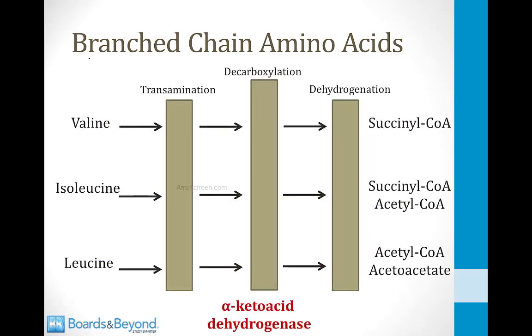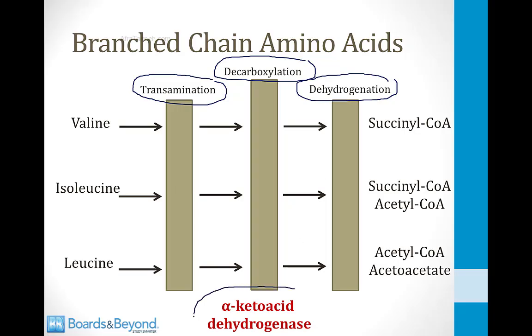All three branched chain amino acids go through a three-step metabolism. The first step is a transamination reaction, the second step is a decarboxylation, and the third step is a dehydrogenation. And the second step, the decarboxylation, is catalyzed by alpha ketoacid dehydrogenase for all three amino acids. The end products are different for each amino acid.